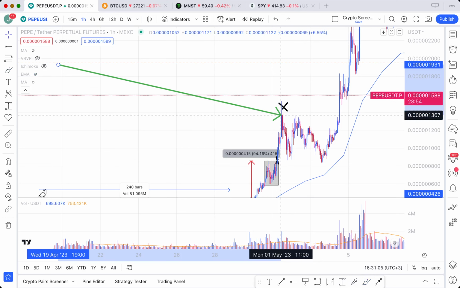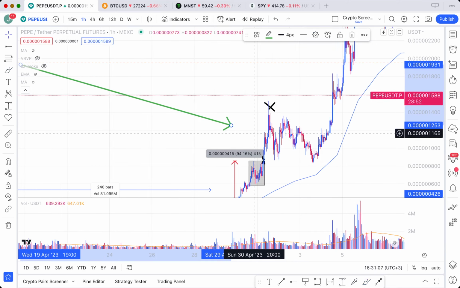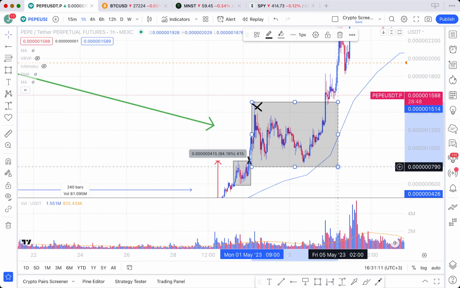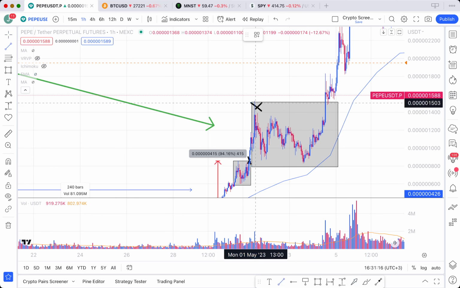Then it consolidated for a while and made a VCP. A VCP is a volatility contraction pattern. A volatility contraction is when you have a contraction in volatility. I would say that from here to here was the first contraction in volatility.